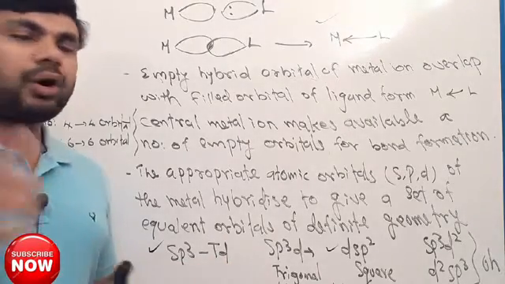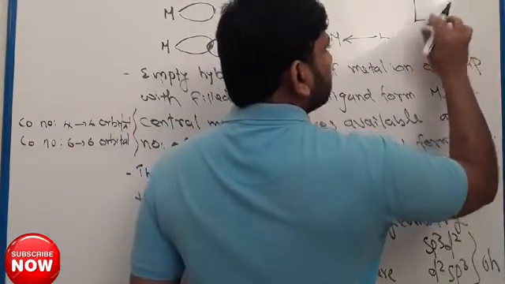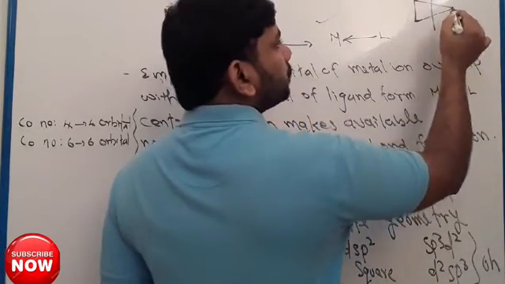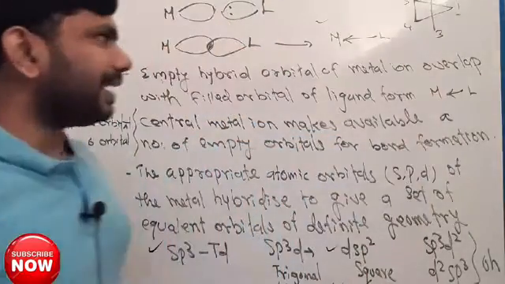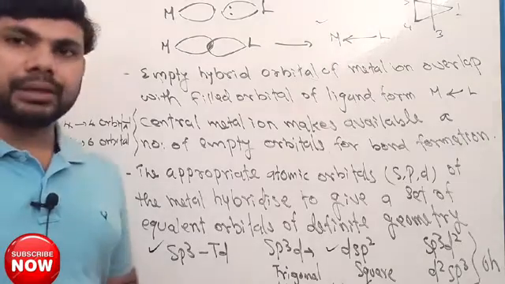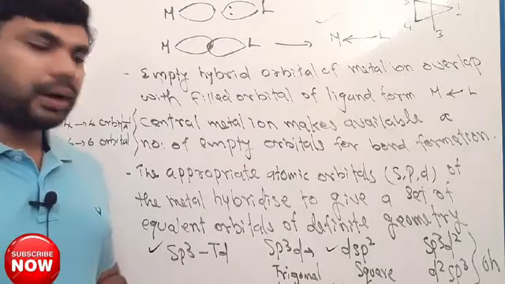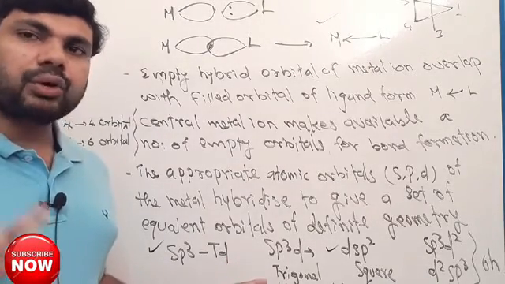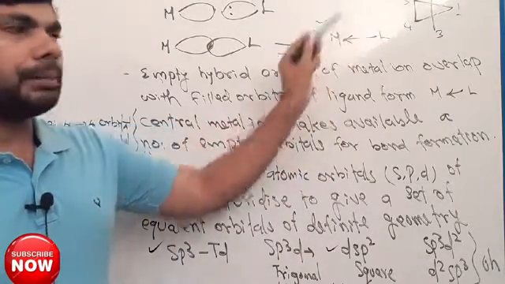And here sp3d means 5 orbitals. So 5 orbitals mean its shape comes like this. It will be 1, 2, 3, 4, 5 ligands. It is trigonal bipyramidal. You can see here sp3d: one s orbital, three p orbitals, one d orbital, total 5 orbitals. So it will be trigonal bipyramidal.